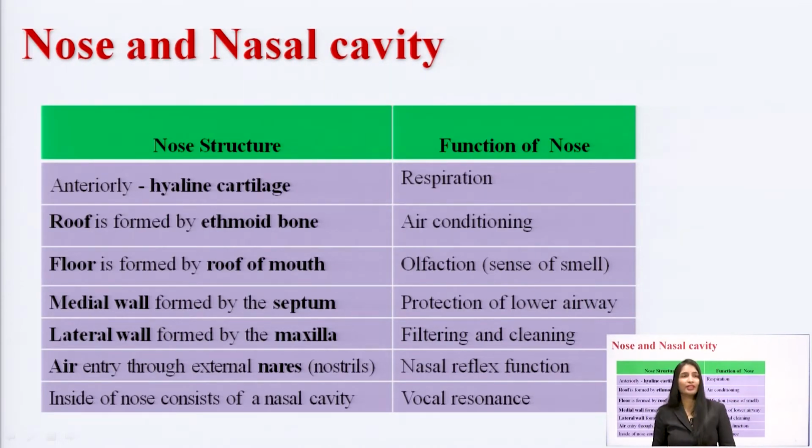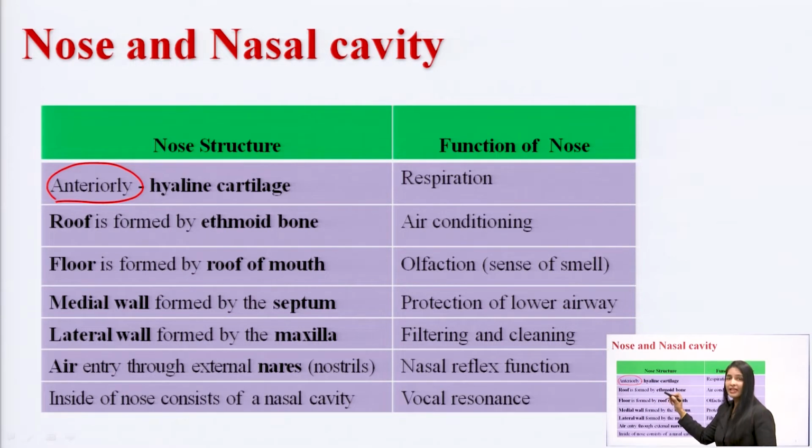So, first we will go with the nose and nasal cavity. First we will see the structure of the nose, and then the function of the nose. Anteriorly, the nose consists of hyaline cartilage, and the roof is formed by the ethmoid bone. So, the roof of the nose is formed by a bone which you can call the ethmoid bone, and the floor is formed by the roof of the mouth.